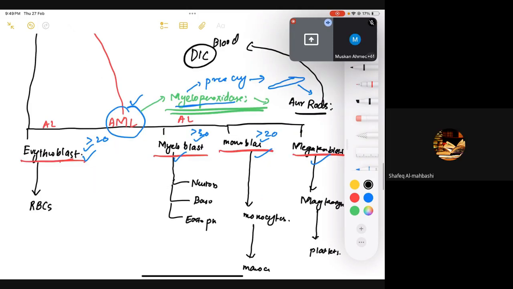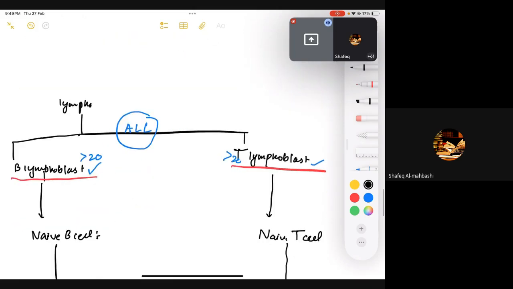So if myeloperoxidase is specific for AML, then there should be something specific for ALL as well, right? That's TdT. What is TdT? It's a marker which starts in the native T cells in the bone marrow. Simply, it's a DNA polymerase. But we are specifically going to see TdT in ALL, or the lymphoblastic lineage.